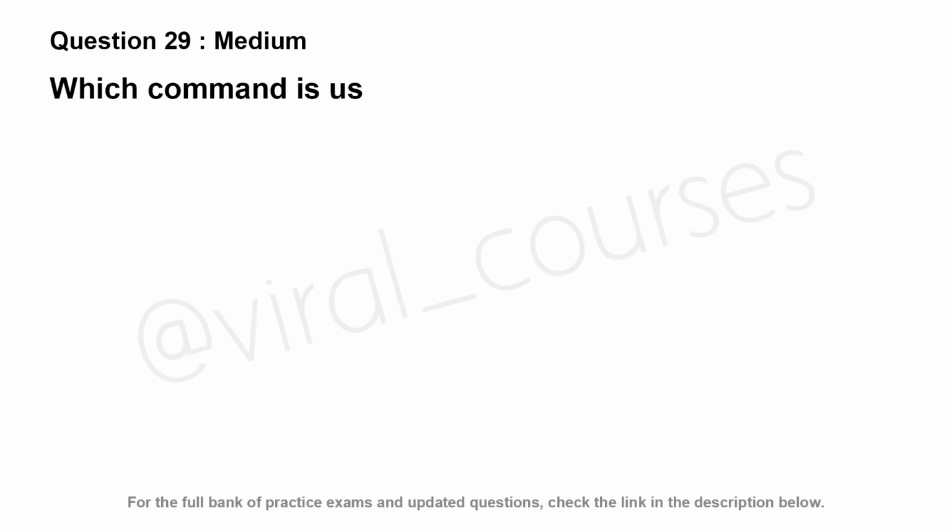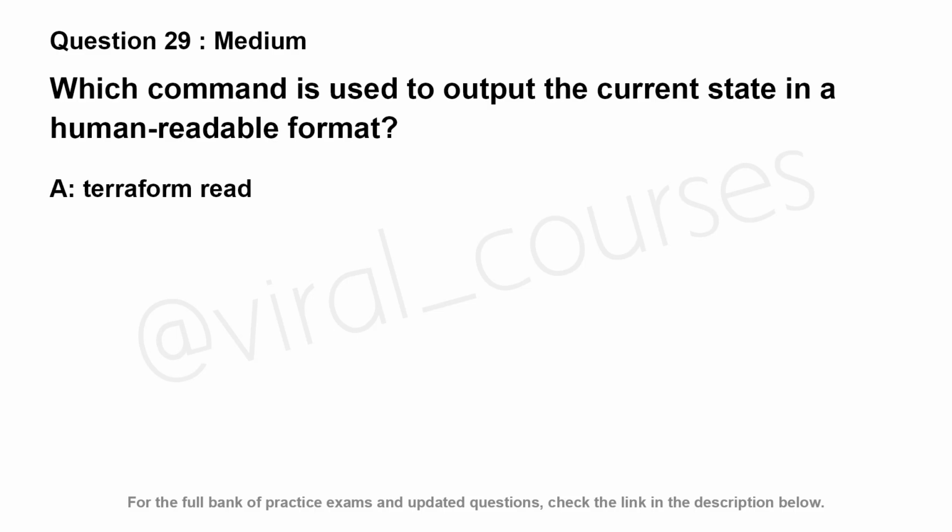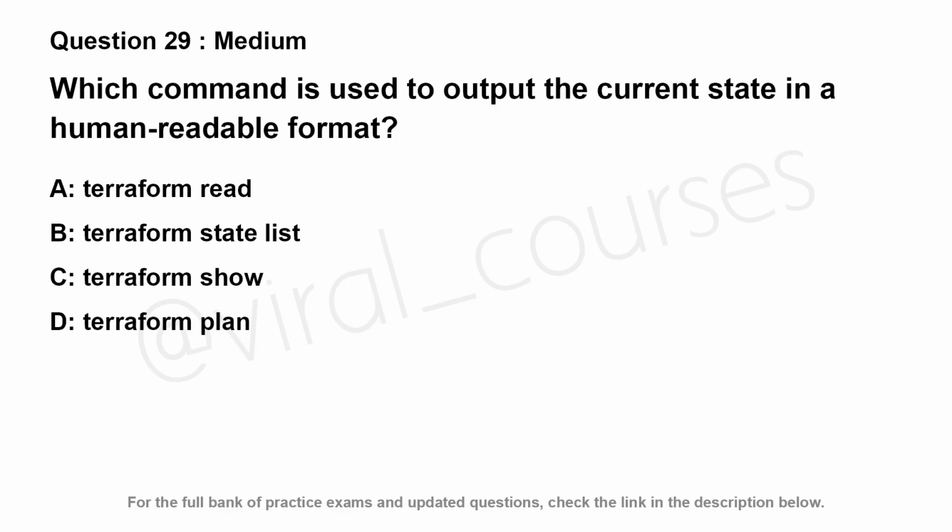Which command is used to output the current state in a human-readable format? Option A, terraform read. Option B, terraform state list. Option C, terraform show. Option D, terraform plan.